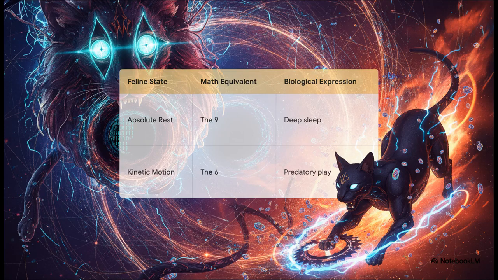Then, they wake up and they invert. They unleash the violent, ringing friction of the 6 during that explosive, hyperactive, fast-twitch predatory play. You know, right after they bat your water glass off the table. They are the biological spark plugs applying the exact torque that powers the system.